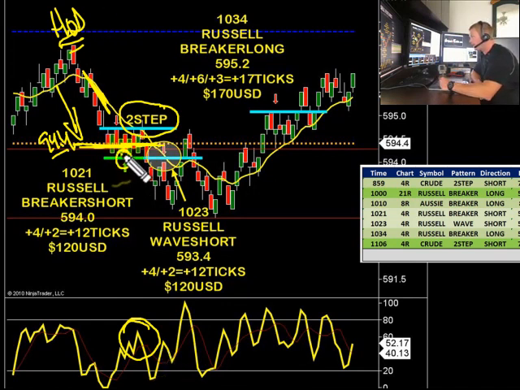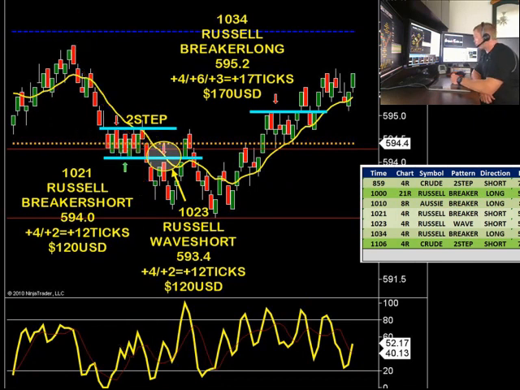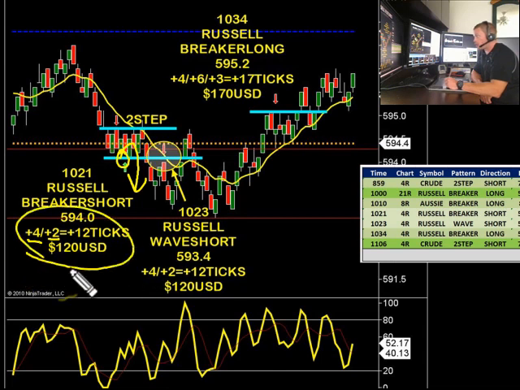So without the two-step, just like that previous example on the Aussie, we're going to mark up our swing low right here and take a break below the swing low. So now our two-step never triggers, we take the breaker pattern short, going with the short-term trend. There's my swing low, take the break below the swing low, and there's your breaker pattern short, 94 even. We took 2 off at 4, 2 off at 2, right? 8 plus 4 is 12, 120 USD. Okay, so we got 12 ticks on the first one.